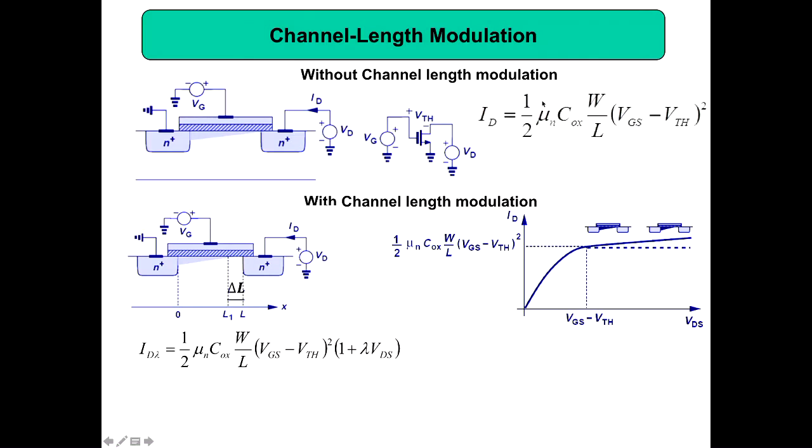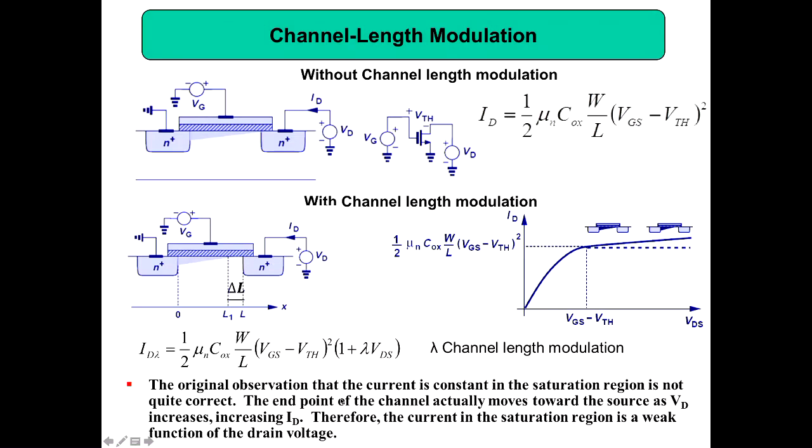So this is the equation for the drain current when we don't take into account the channel length modulation. ID equals 1 by 2 mu n, the mobility of electrons, times COX, the capacitance per unit area, times W, the width of the gate, by L, the length of the channel, times VGS minus VTH the whole square. This is the equation without channel length modulation. When you take into account the channel length modulation, you have to add the factor 1 plus lambda VDS. That is the term we add to take into account this slight increment, and lambda is called the channel length modulation parameter.